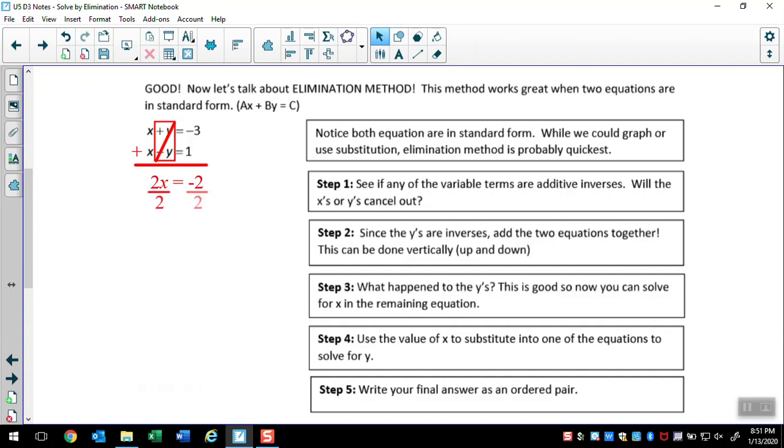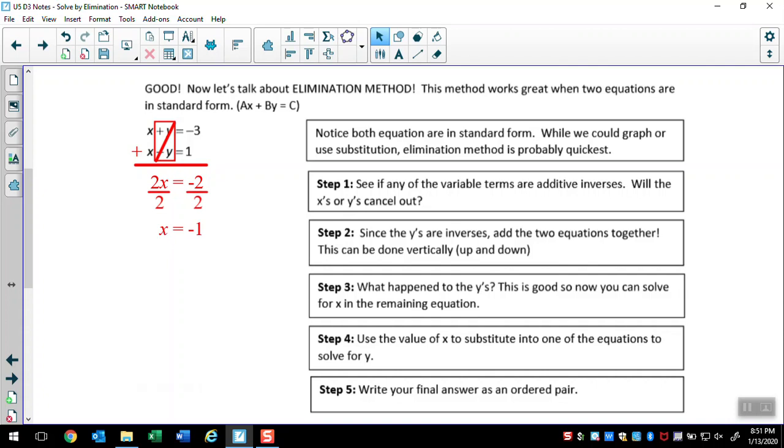Divide both sides by 2. And we end up with x is equal to negative 1. All right, now that we've solved for x, we've found the value of x. Now we can use this in one of our original equations. We can go back to either of these two equations, does not matter which one, and substitute this in for x and solve for y.